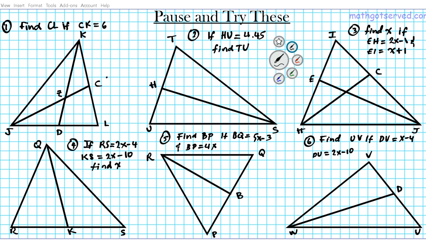Alrighty, welcome back. Hopefully you had a chance to try out the given problems. Let's go ahead and show you what the correct answers are. For problem number 1, CL is 6 units long. For number 2, TU is 8.9. For number 3, x is equal to 2. For number 4, x is equal to 8. For number 5, BP is equal to 12 units long. And for number 6, UV is equal to 4.